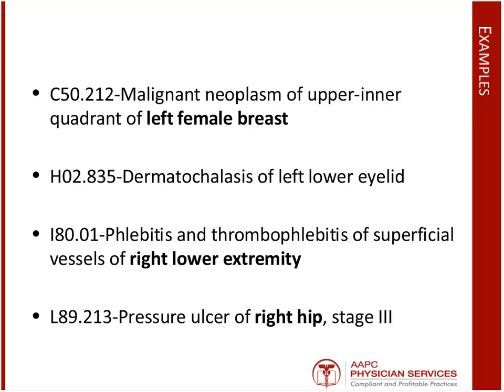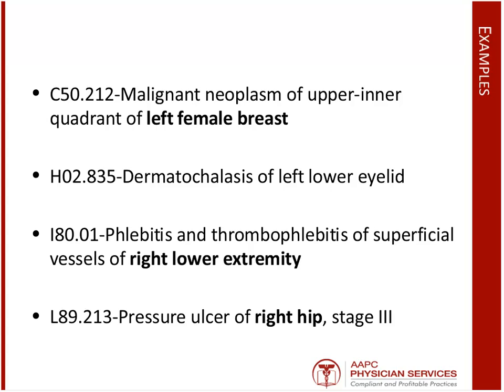So here are some examples of the laterality. We have C50.212 for the left female breast, so the 2 for the left. And here's an example, H02.835, which is of the left lower eyelid, dermatochalasis, but it doesn't have the 2 for left there. And then I80.01, which would be phlebitis and thrombophlebitis of the superficial vessels of the right lower extremity, because it has the 1 there in the 5th character. And then L89.213 for a pressure ulcer of the right hip, stage 3, because again, it has that 1 in the 5th character. So most of the time, those numbers are correct.